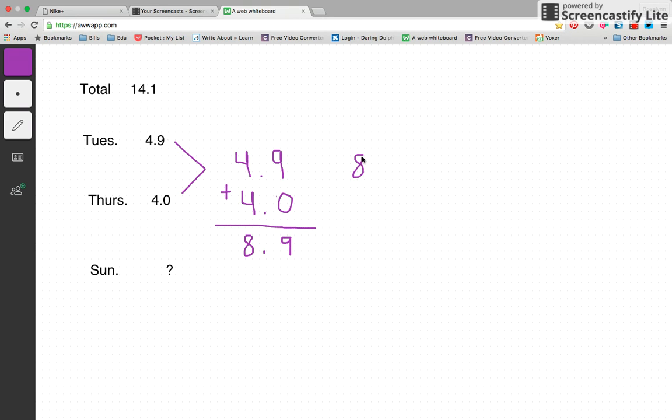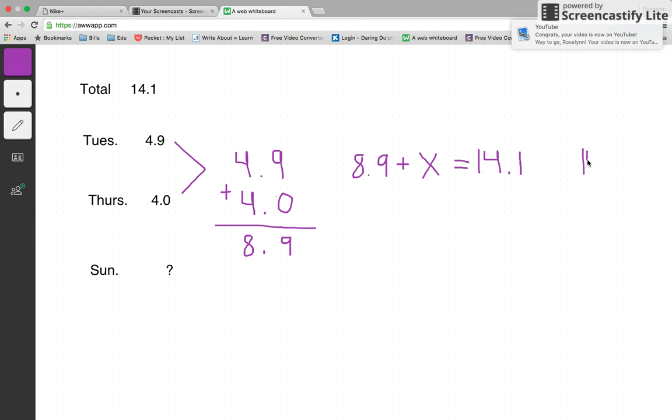I know that 8 and 9/10 of a mile plus whatever I ran on Sunday is going to give me my total distance of 14 and 1/10 of a mile. Since I don't know what I ran on Sunday, I'm just going to put an X there. So that means 8 and 9/10 plus whatever miles was on Sunday will give me 14 and 1/10 total. Since I do have my total miles, I know that I can just take 14 and 1/10, subtract 8 and 9/10 from it, and that will give me X, or Sunday's total runs.